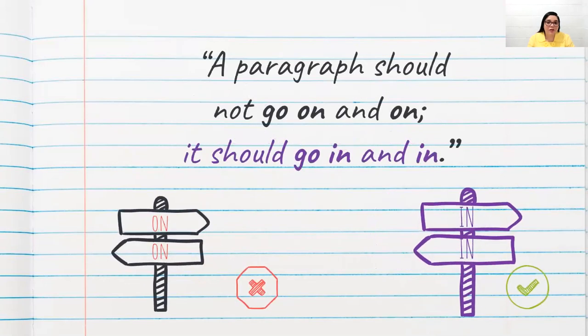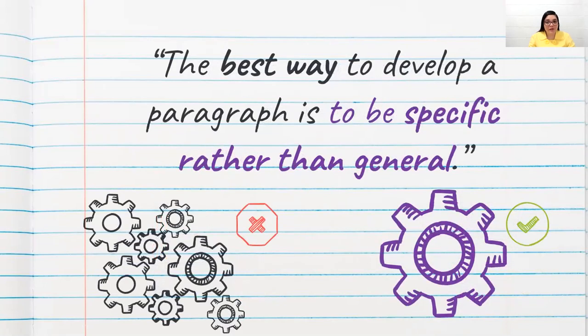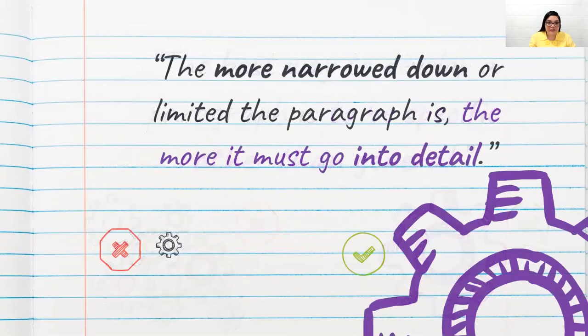A paragraph should not go on and on. It should go in and in. Why? Because you don't have to add more and more details to make it more general, but you should instead focus on the idea. The best way to develop a paragraph is to be specific rather than general. Why so? Because the narrowed down or limited the paragraph is, the more it must go into detail. The detail that you provide or that develop the topic sentence should be those ideas that will really explain what the topic sentence says. And you will have major and minor supporting details there in the middle.